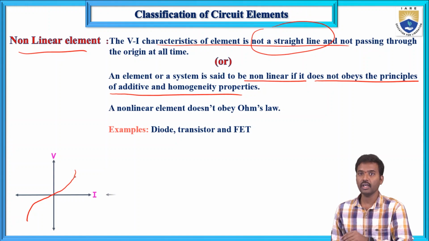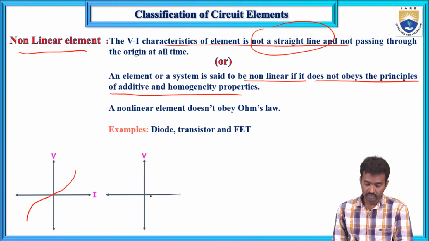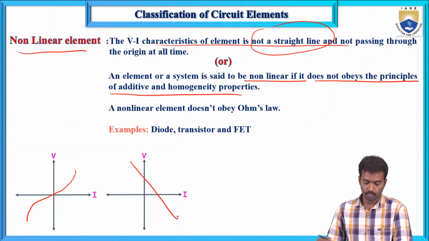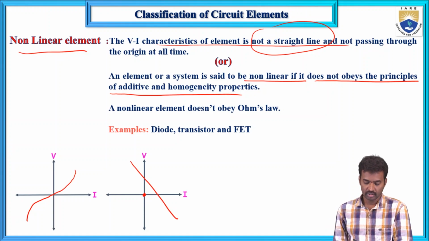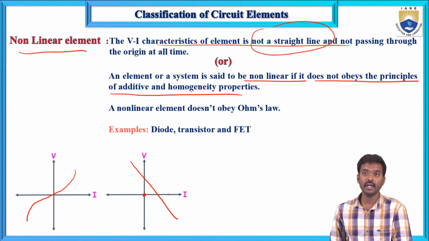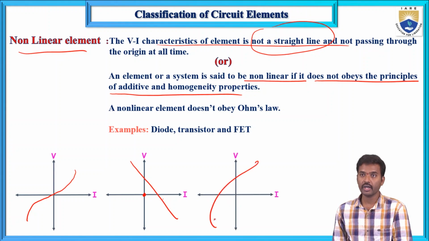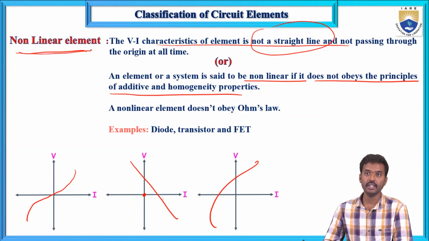So next case here, it is a straight line but not passing through the origin. Not passing through the origin means this is not a linear element, it is a non-linear element. And next thing here, not passing through the origin and not a straight line. So these three characteristics are under the category of non-linear elements.